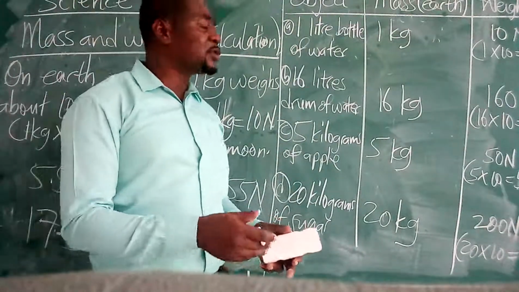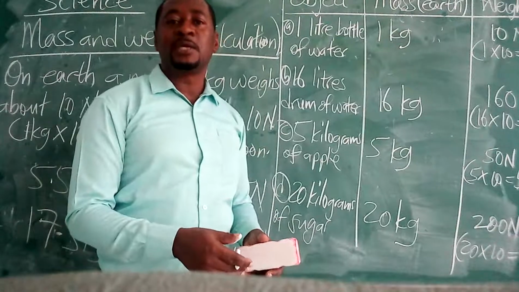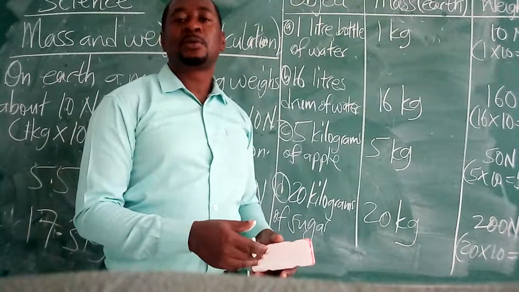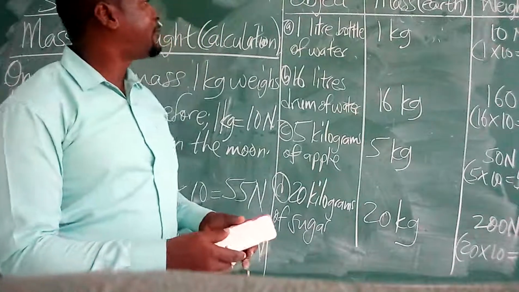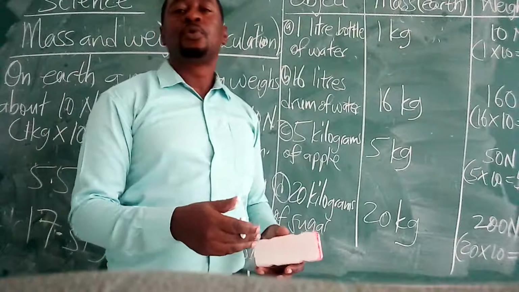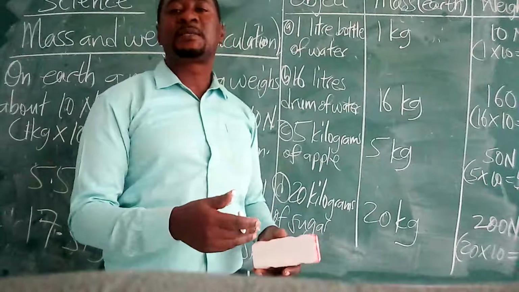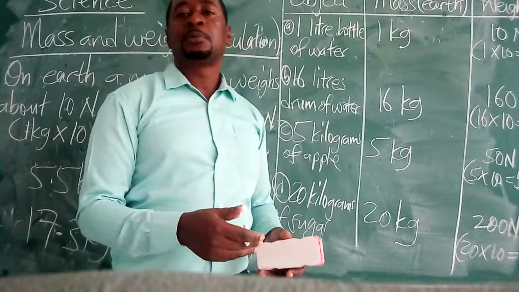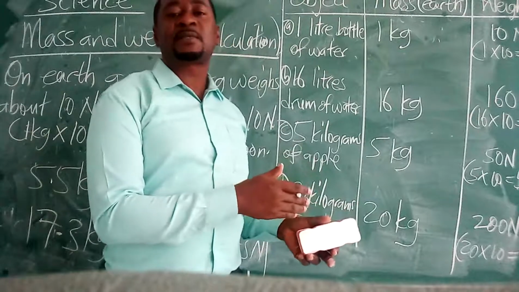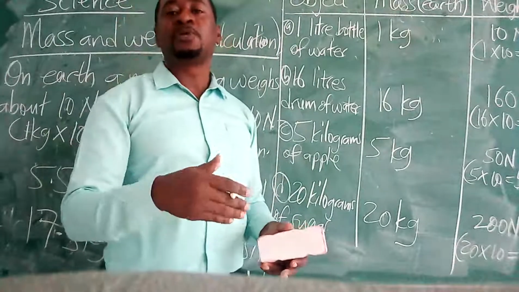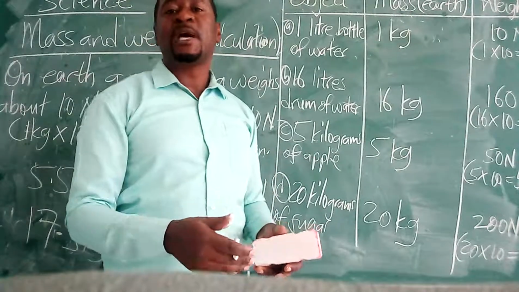I hope you have understood everything that we have done today, how to calculate the mass of an object to the weight of an object on the moon. So when it is the mass on Earth, you calculate it, and in the moon, how it will be. That's what we have learned today.